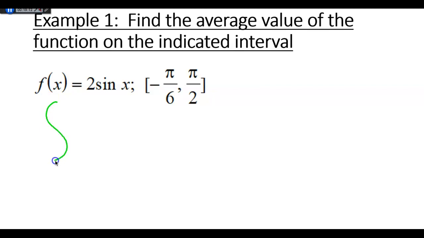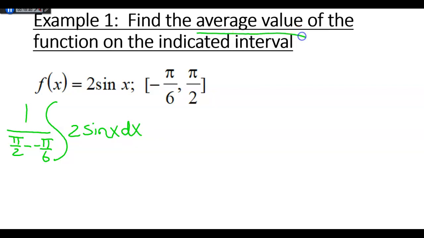The formula goes like this. It's 1 over b minus a. So what's the b value? Good. And what's the a value? Notice your double negatives, right? I'm subtracting a negative pi over 6, right? b minus a. Now my function is... how do you know it's the AVT? It's right here. Yeah, if they said average rate of change, that would be MVT. All right, so there's that.